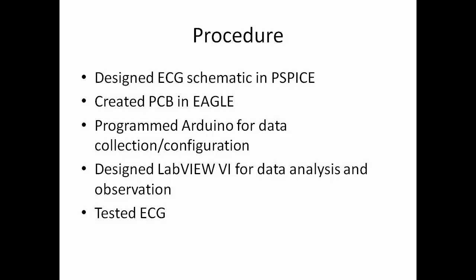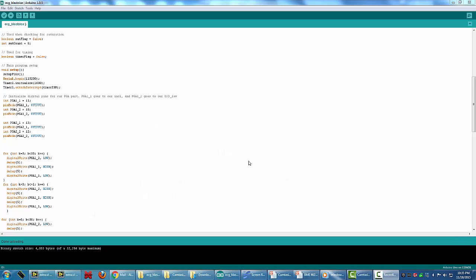So the overall procedure of this ECG design goes as follows. We start off by designing the ECG schematic using PSPICE software and testing Bode plots and gains and outputs and such. Next, we designed the PCB using Eagle software and soldered on each of the parts individually. We programmed the Arduino for data collection and configuration, and then we designed LabVIEW code for data analysis and observation. And finally, we tested our ECG.